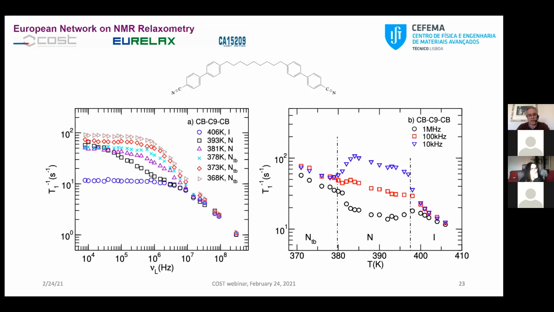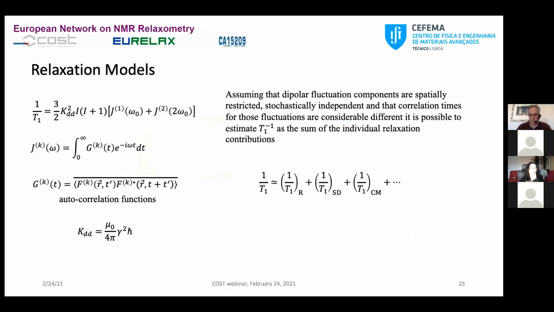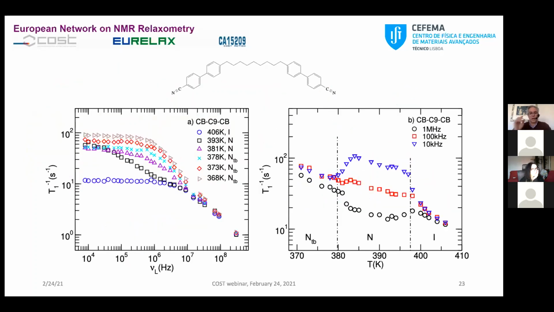And thirdly, it's the X-ray data. The X-ray data provides you some information about the lateral distance between molecules, or distances in the case of more complex systems.